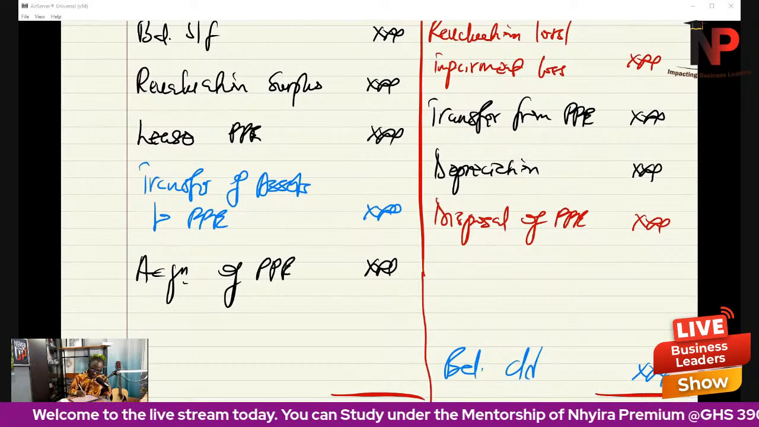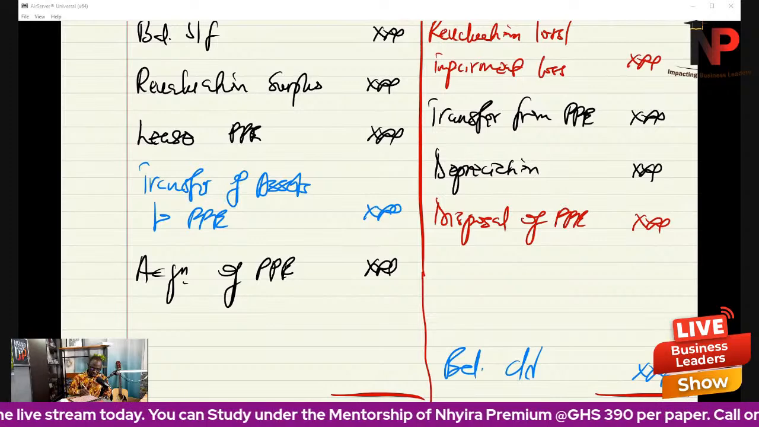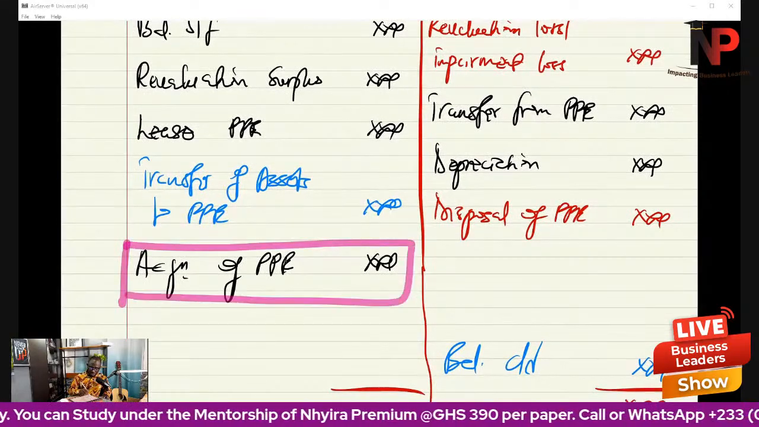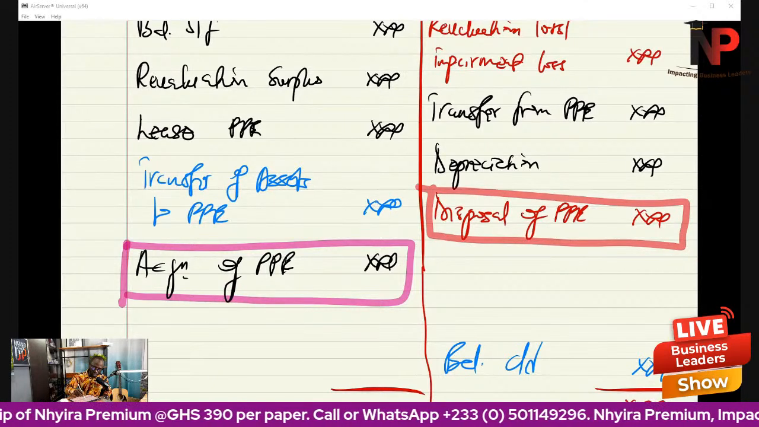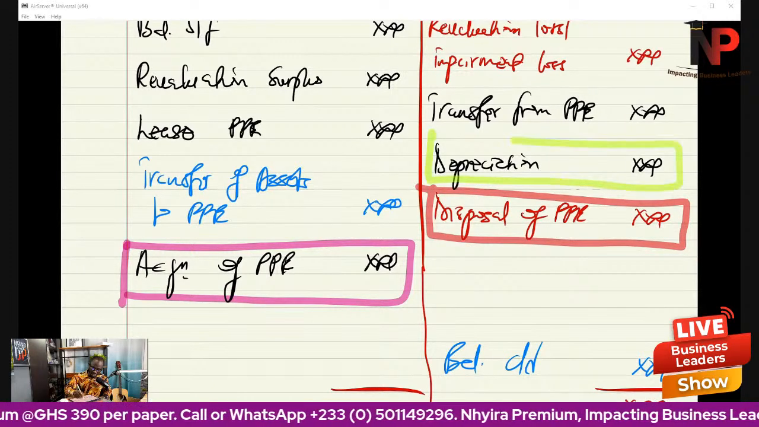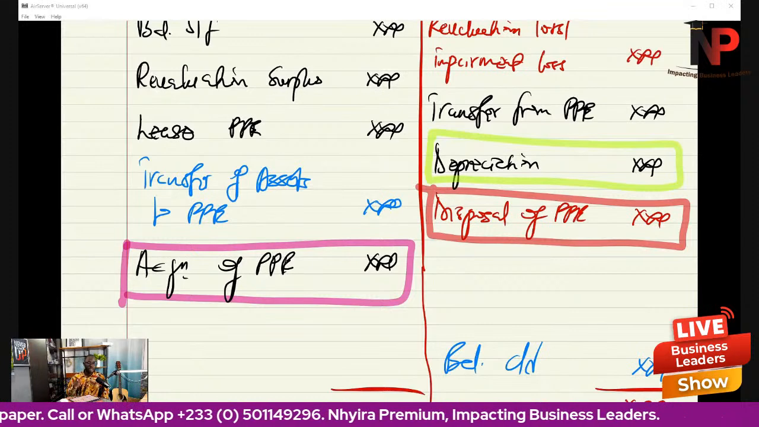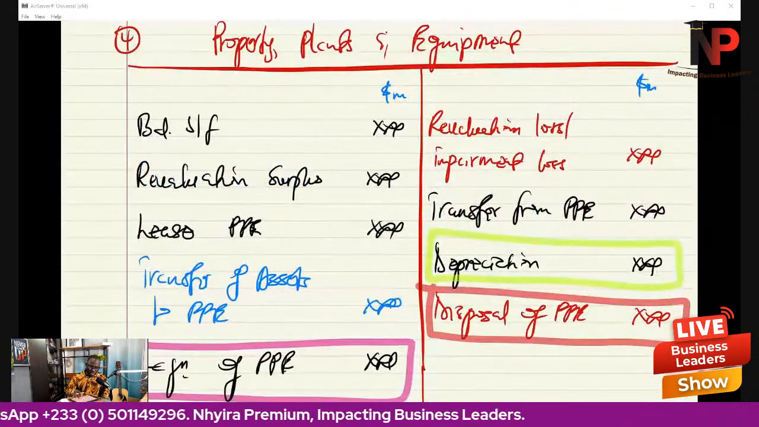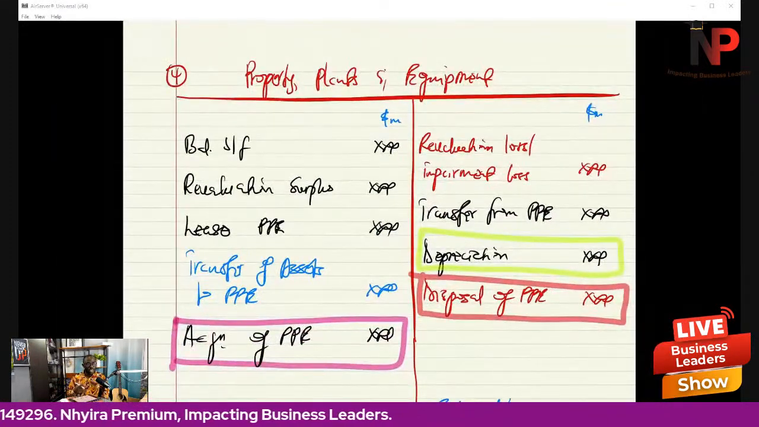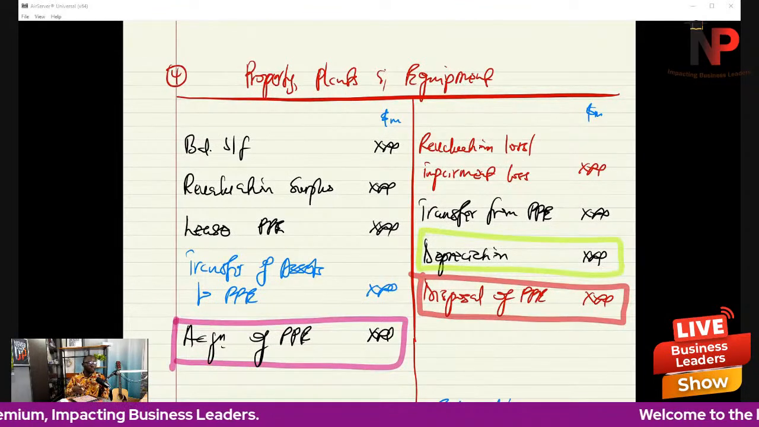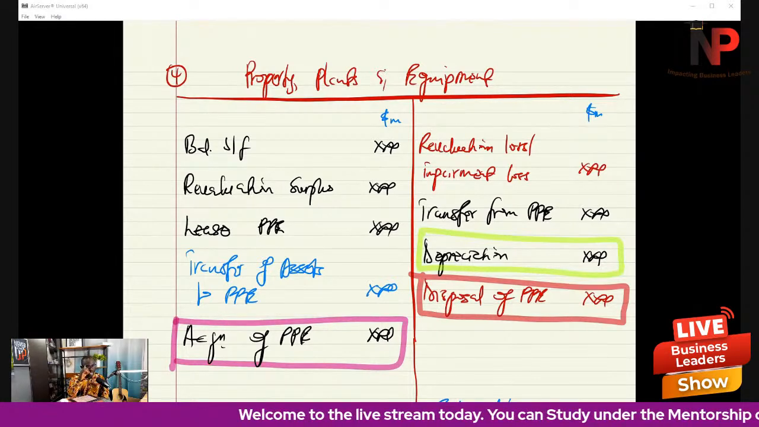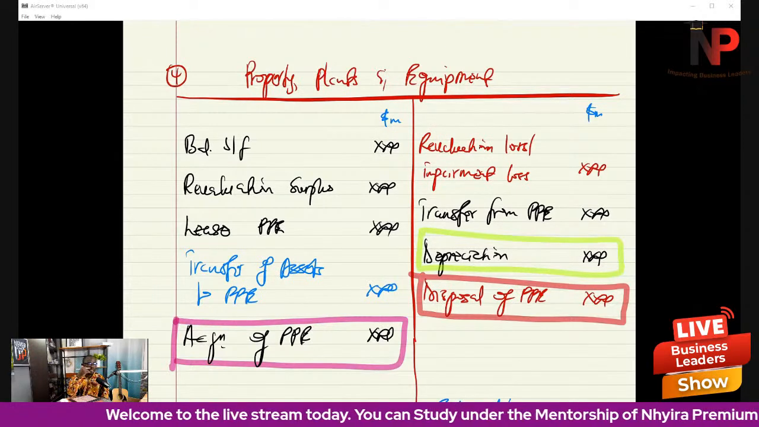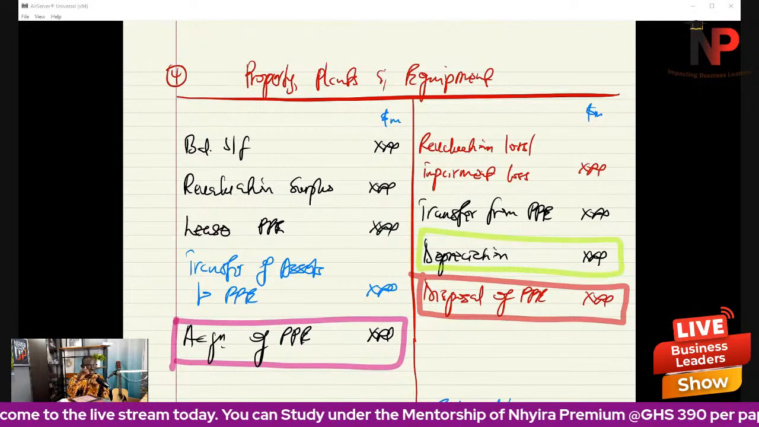But I want you to stay with me carefully on this, because these three items, the acquisitions, the disposal, and the depreciation, when you are preparing your PPE account, you are likely going to be looking for one of these three items.